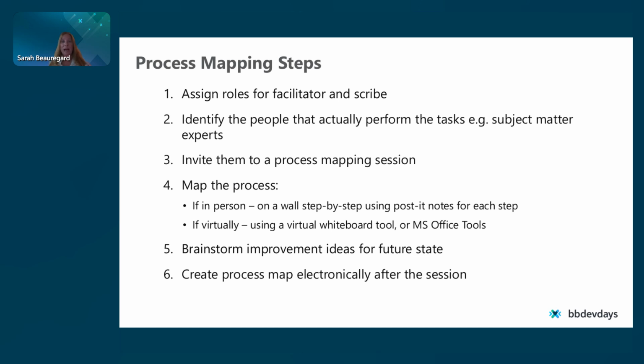So then after we map our process out, if you are using this process map as a way to help improve because the team feels like there needs to be some improvements made today to either make the process more efficient or more effective, then you can use it as the launching point for brainstorming improvement ideas for your future state process. And if you haven't already created the process map electronically, because you're doing this in person, you'll probably want to do that after the session is over. So everyone has a documented version that they can be referencing.